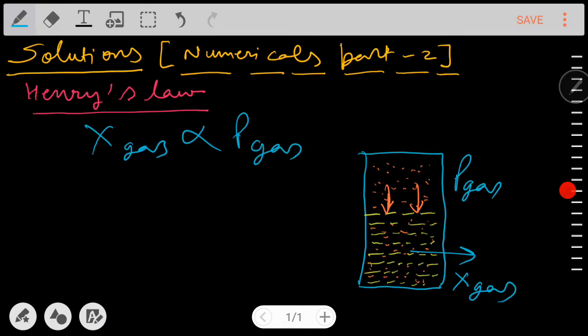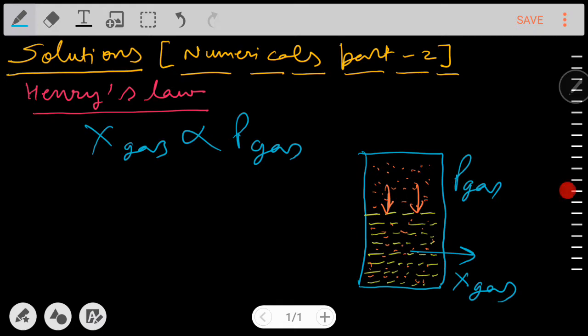Once again, what is the statement of Henry's law? The mole fraction of the dissolved gas in a liquid is directly proportional to the pressure of that gas above the liquid surface. If there is a mixture of gases present above the liquid surface, then we should use the word partial pressure of the gas. What is partial pressure of the gas? The individual pressure of the gas in a mixture. So the mole fraction of a dissolved gas in a liquid at a given temperature is directly proportional to the partial pressure of that gas above the liquid surface. This is Henry's law.